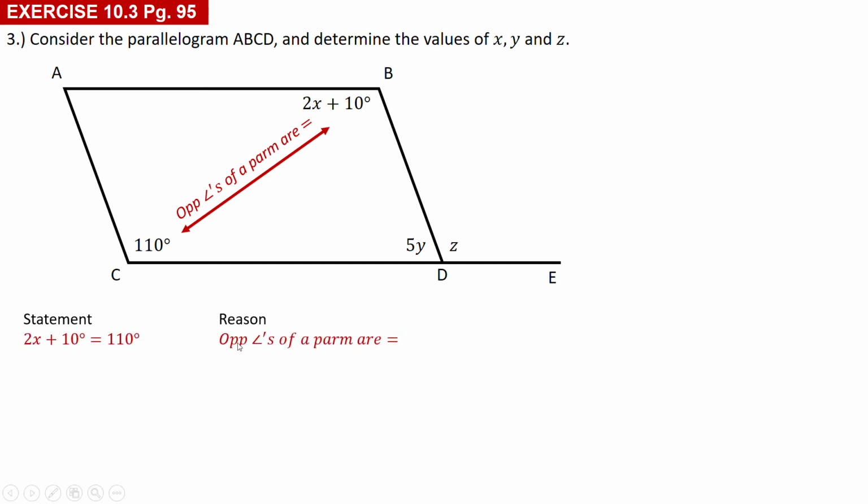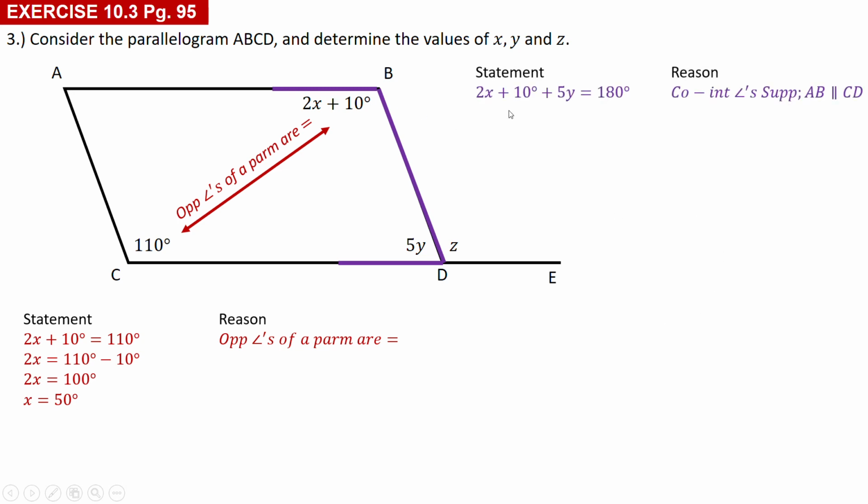Okay, so that's what I said. And then my reason was just opposite angles of a palm are equal. So I solved for x here by taking the 10 over and subtracting it, and then dividing through by 2. Okay, from there I knew what x was equal to. I went and I calculated y by using co-interior angles, my U shape. So 5y plus this part here must add up to 180 degrees. Okay, so there it is. 2x plus 10 plus 5y is 180. Co-interior angles are SUP.